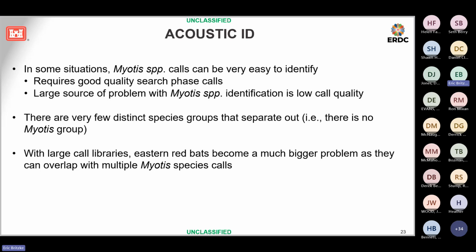As we get more information and understand more about red bats, we understand how big a problem they are, because they can overlap with anything. They're the bane of our existence. If we didn't have red bats, classifications would be much, much easier.